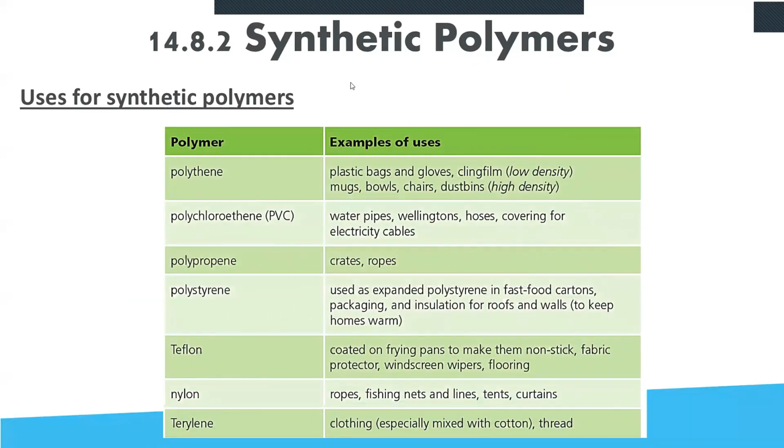So this table you have to know, this is important. Sometimes a question asks you to write some uses for synthetic polymers. Polythene is definitely important. PVC is important. Polypropylene is important. Nylon and terylene are important. For polystyrene and Teflon, I suggest you remember at least one use. For the others, the uses mentioned will be important for you to remember.